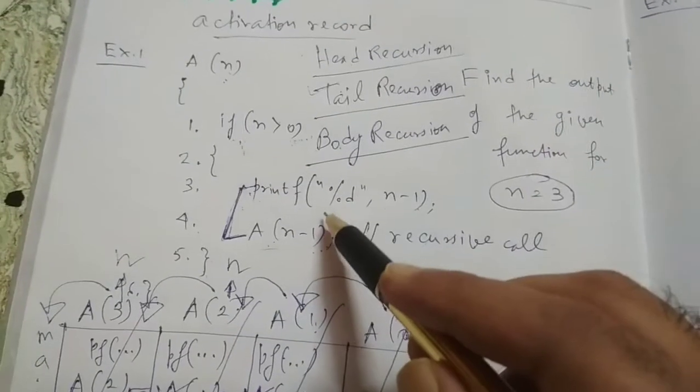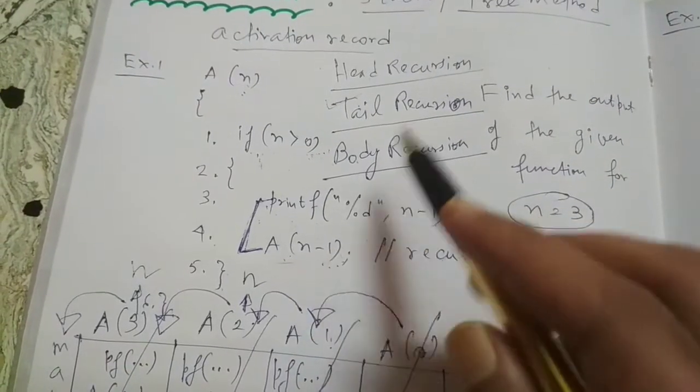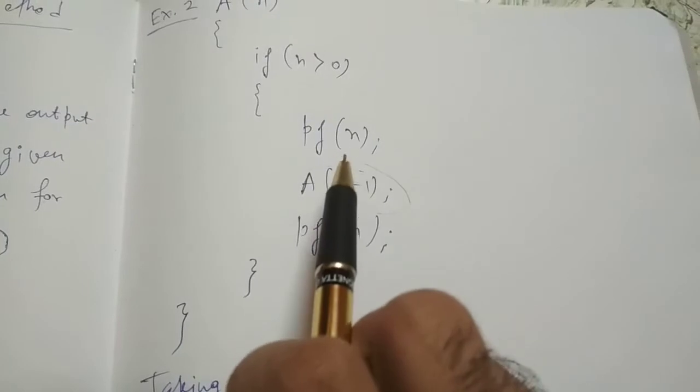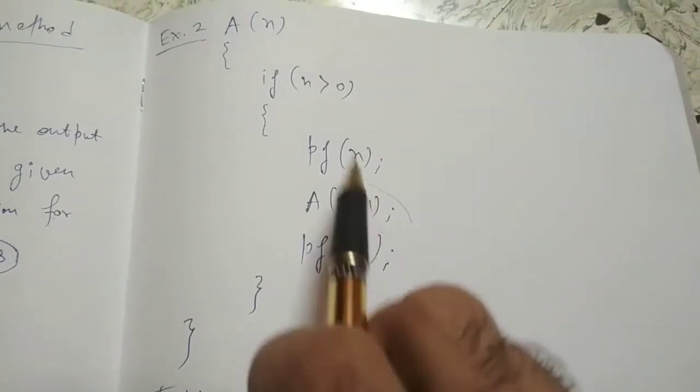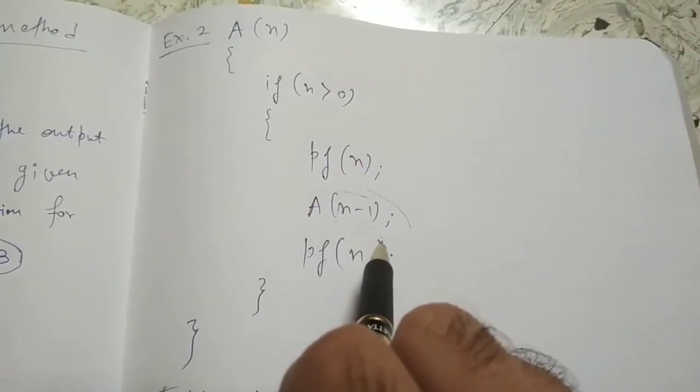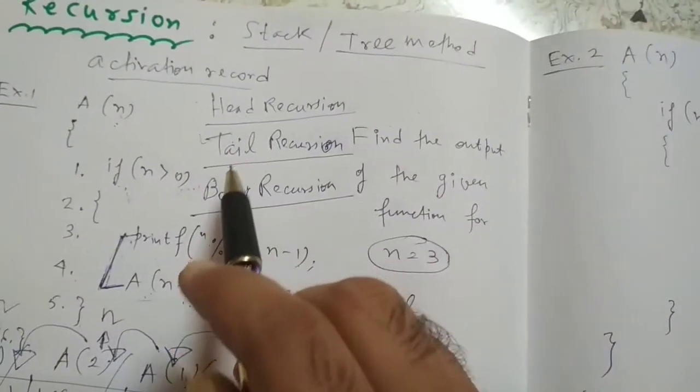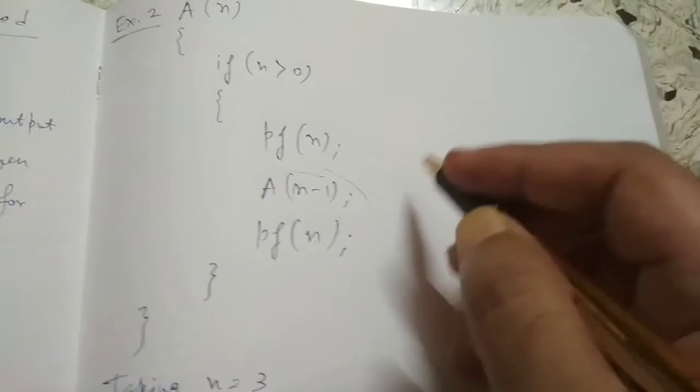Now, in the previous example, we saw that the recursive call was present at the end, so we called it a tail recursion. Here, the recursive call is neither present at the end, nor is it present at the beginning. So, this is an example of body recursion. Okay, fine. Now let's try to trace this out.